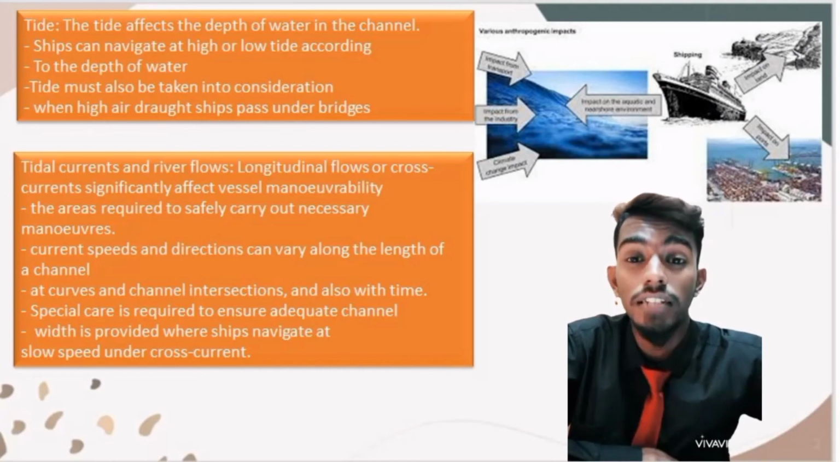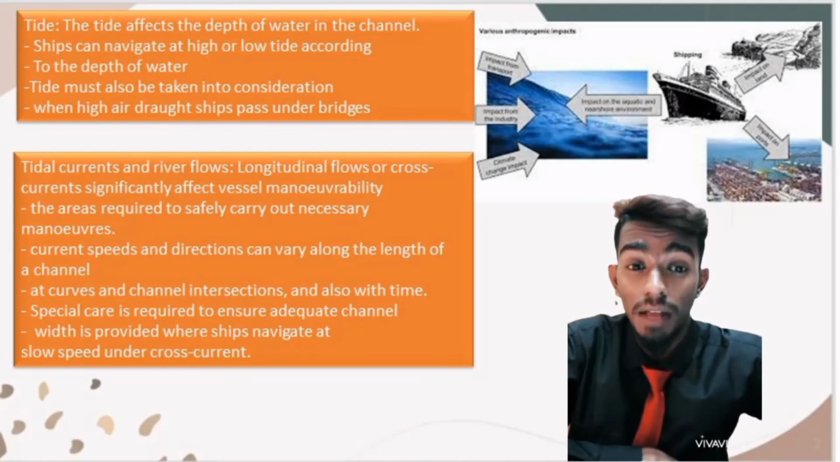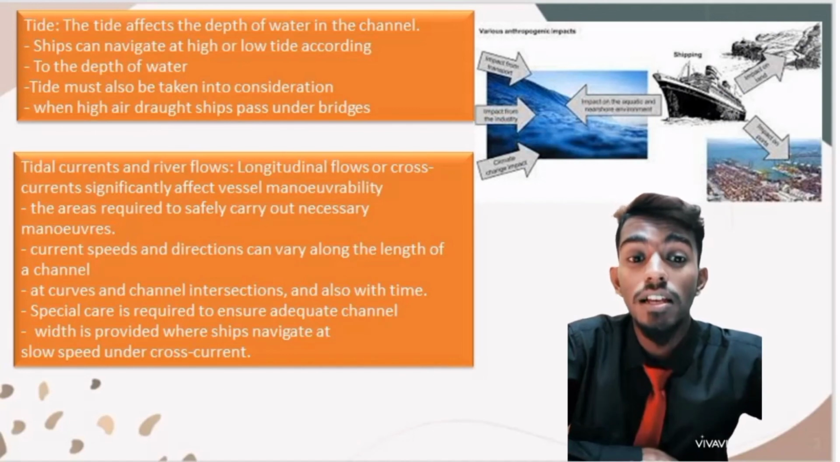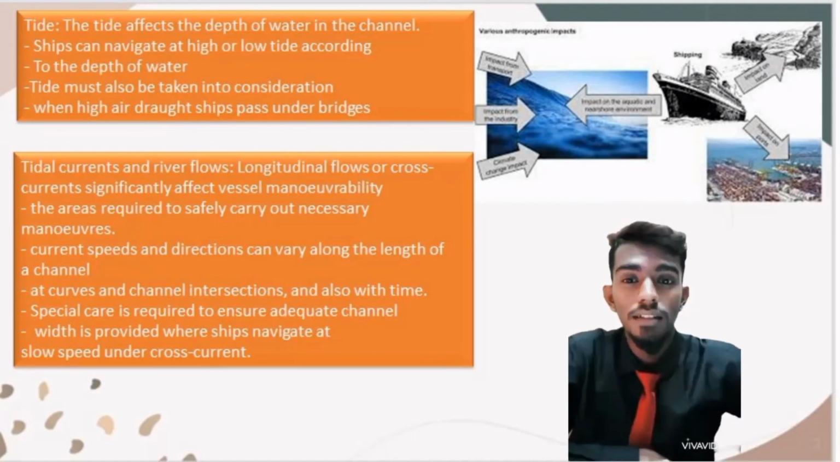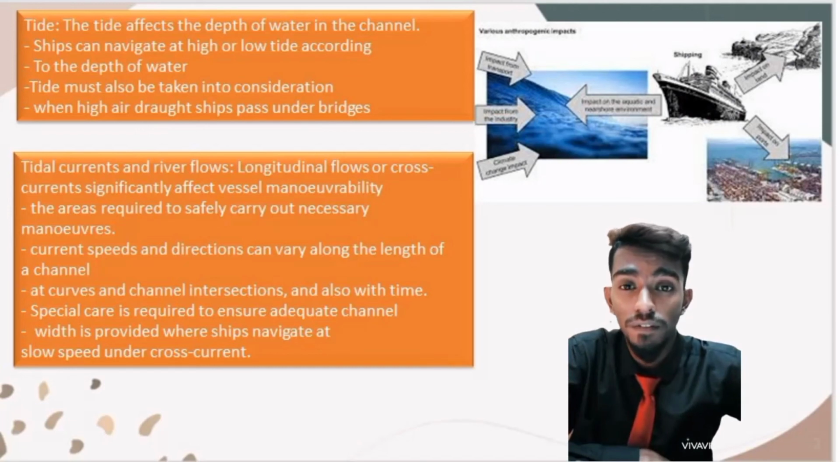The tide affects the depth of water in the channel. Ships can navigate at high or low tide according to depth of water and ship's draught. Tide must also be taken into consideration when high air draught ships pass under bridges and overhead cables. The last aspect is tidal currents and river flows, that is, longitudinal flows or cross currents significantly affect vessels' maneuverability and the areas required to safely carry out necessary maneuvers.